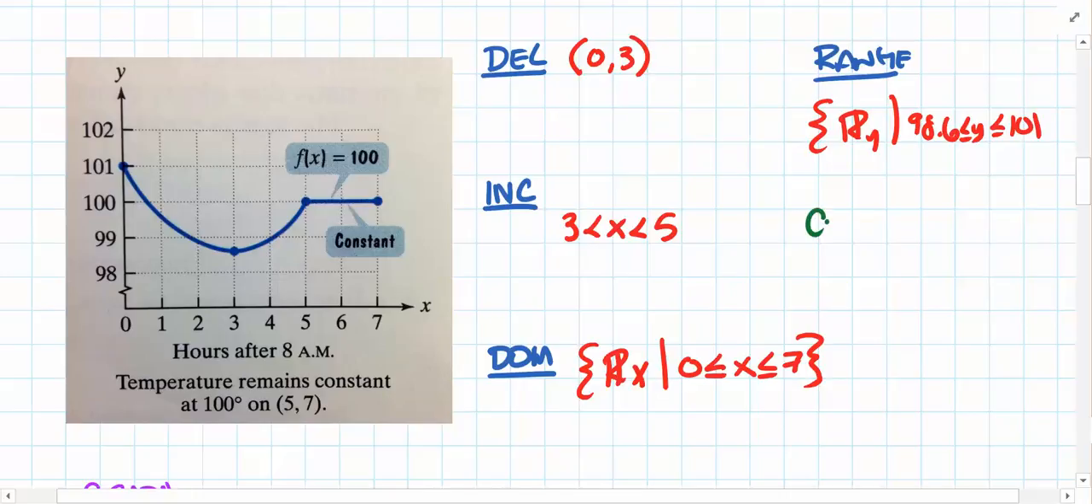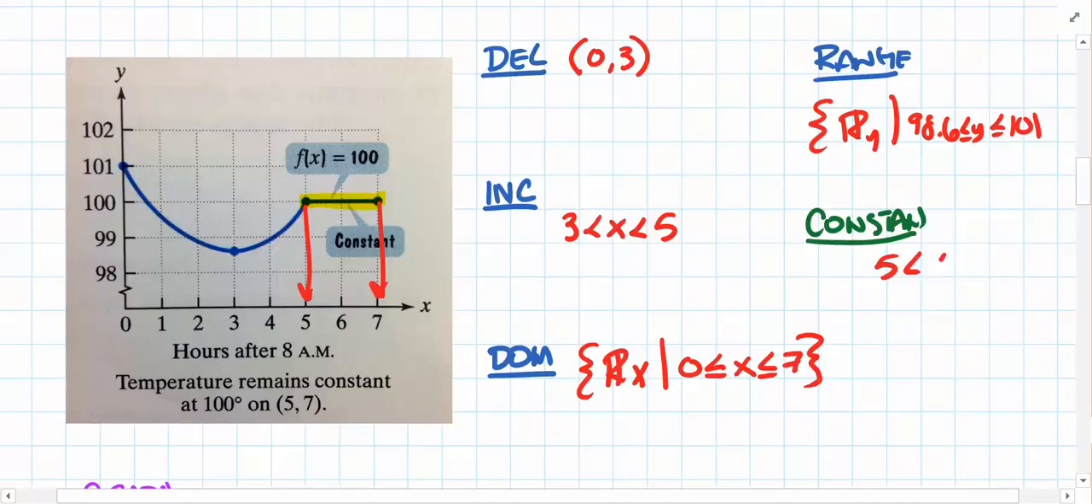Okay, so on what intervals would this be constant? Well, this right here is the constant part. So where is the interval? Between where and where? Between 5 and 7, right? It's constant. So we would say between 5 less than x less than 7.